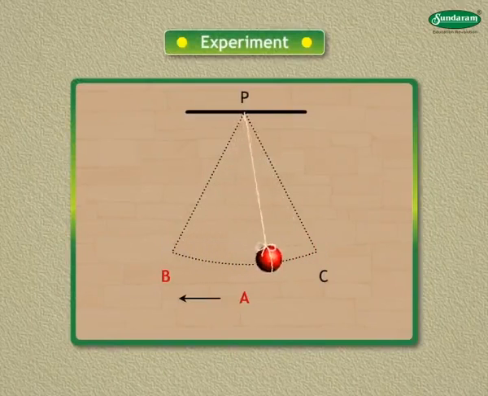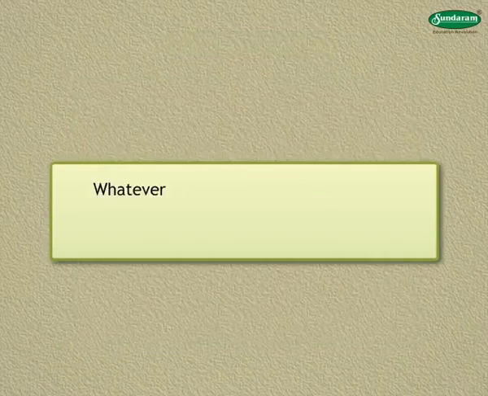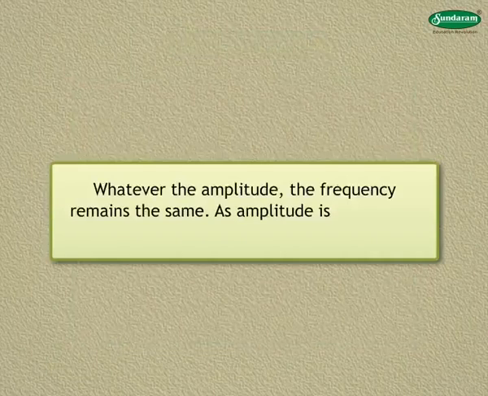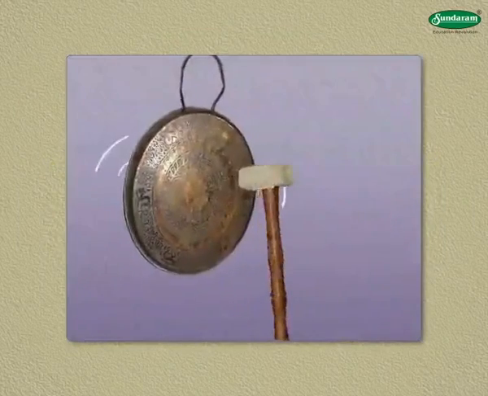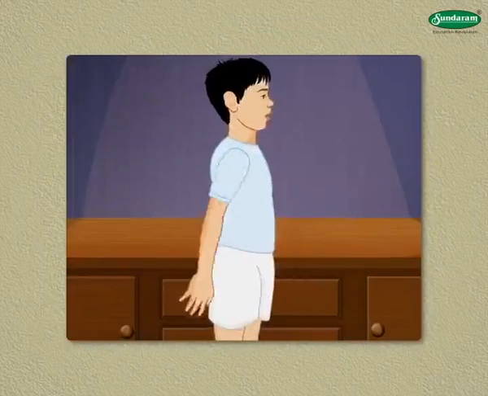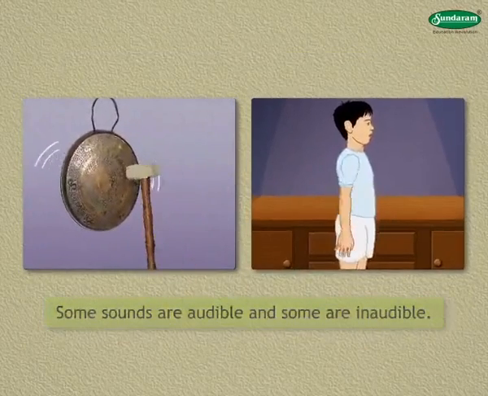Let us continue the same experiment. Keep the length of the pendulum constant and find the frequency and period of oscillation using different amplitudes. Whatever the amplitude, the frequency remains the same. As amplitude is a distance, it is measured in meters or centimeters. There are some sounds we can hear and some we cannot hear. This means some sounds are audible and some are inaudible.